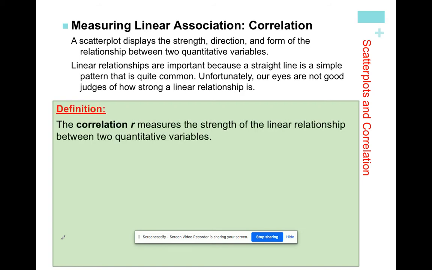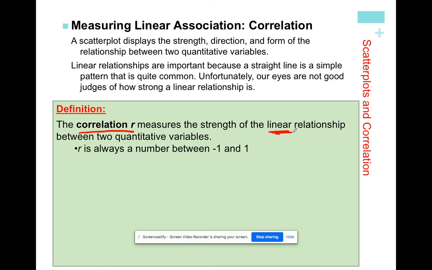So we are looking at correlation, and you need to know that the variable we use for correlation is r, and it measures the strength of linear relationships. And it is important that we're only using correlation to describe the strength of linear relationships and not curved relationships.